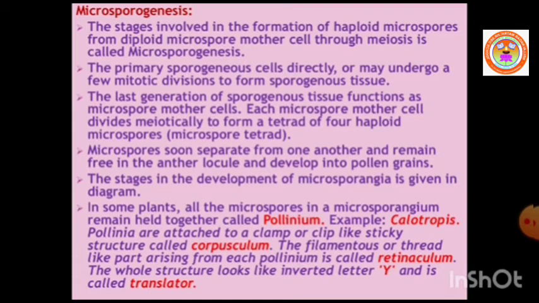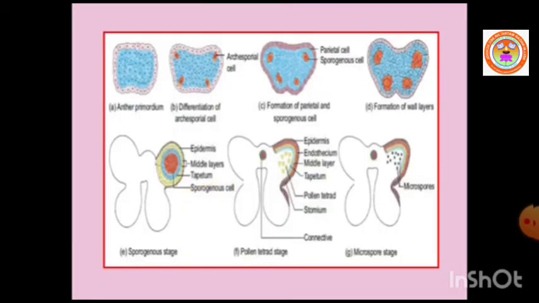Microspores soon get separated from one another and remain free. Once separated, they remain free in the anther locule and develop into pollen grains. So only microspores develop into pollen grains. The stages in the development of microsporangia, now you are seeing in this picture.